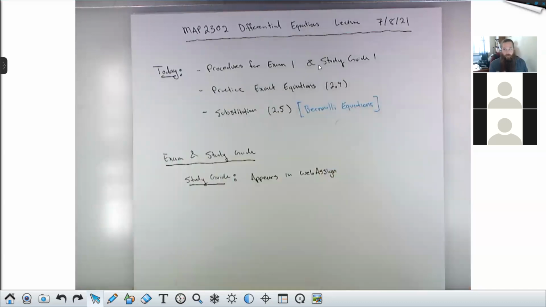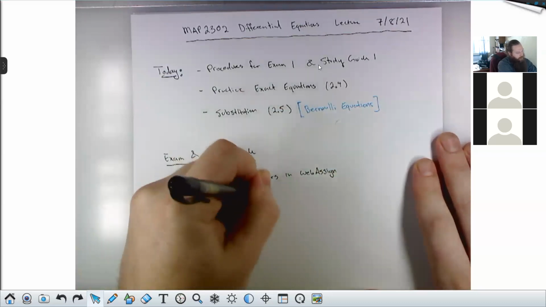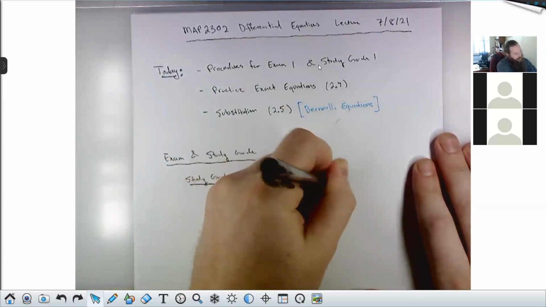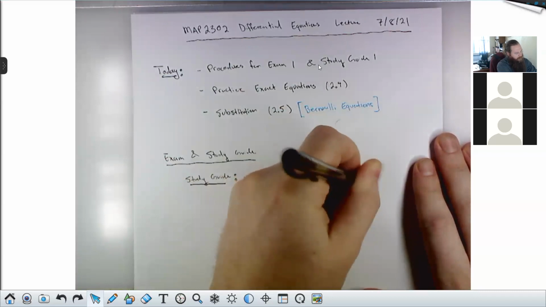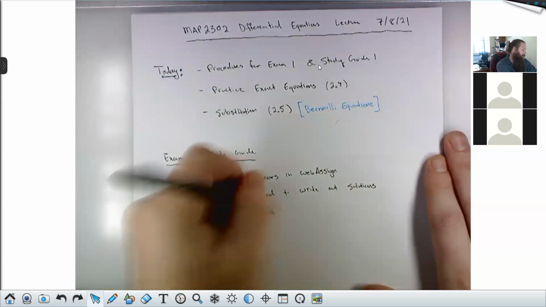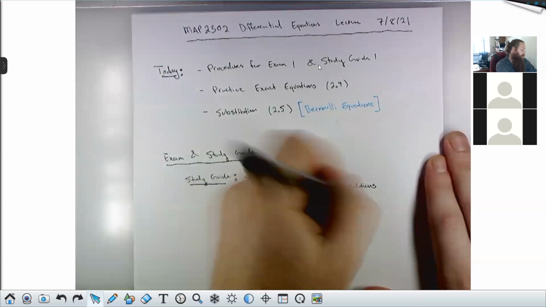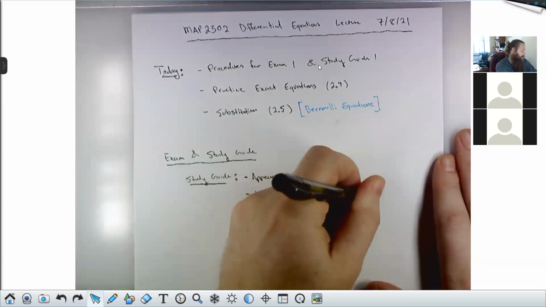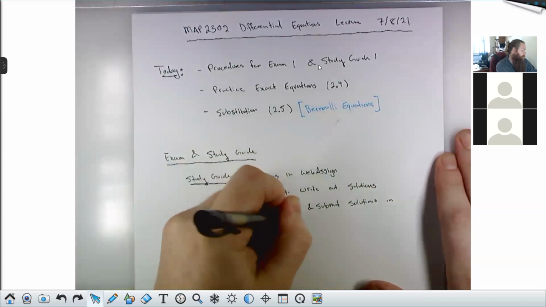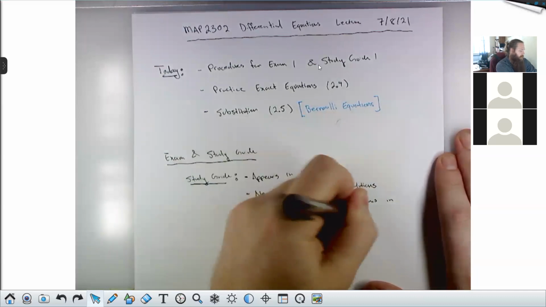You do need to complete it in WebAssign, but that's not where your study guide grade comes from. You need to write out your solutions. And then you must scan and submit those solutions in Canvas in the assignment study guide 1.